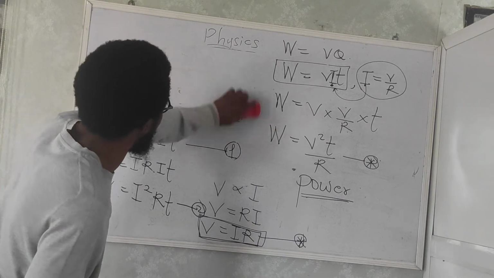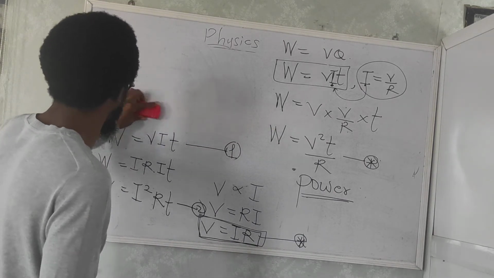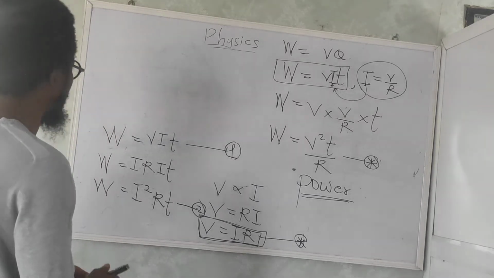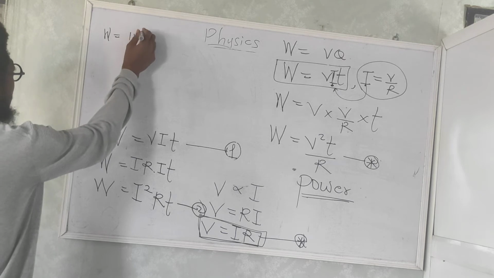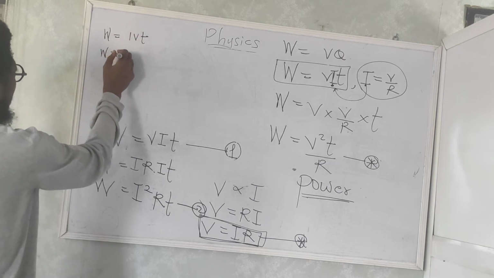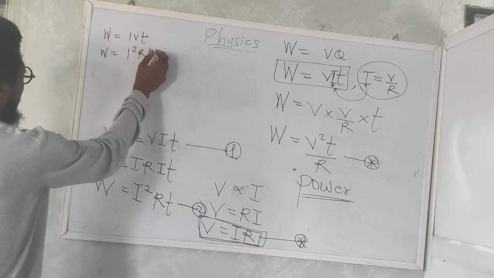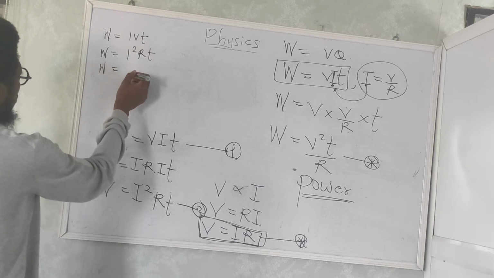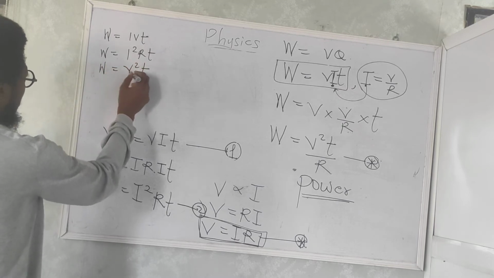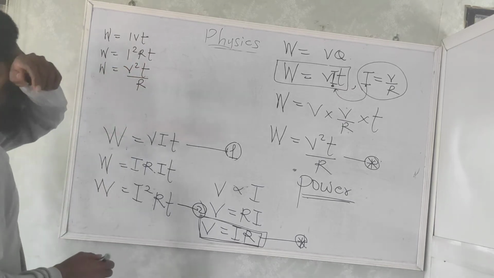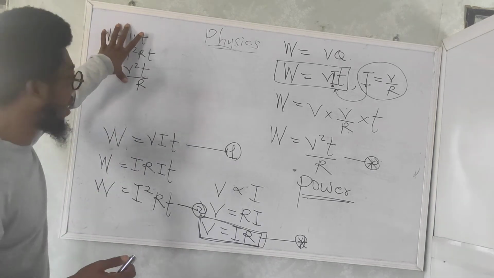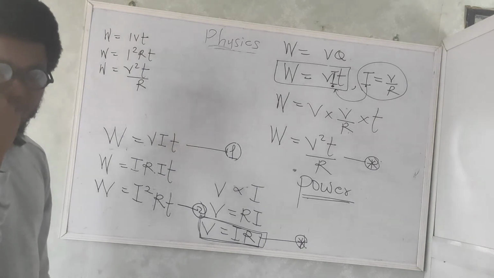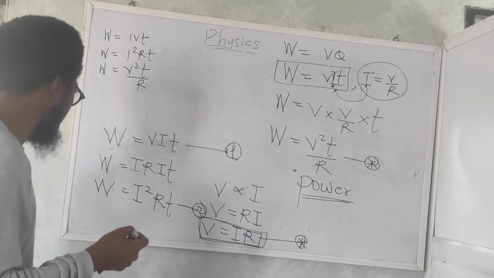According to the equations that we have been able to show, there are just 3 formulas. 1, work or energy equals IVT. Work or energy equals I squared RT. Work or energy equals V squared T over R. You can pause the video for a while, memorize this, and try to write it several times to see if you can still remember it.